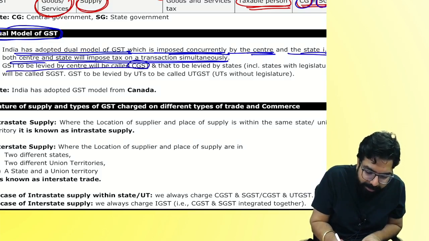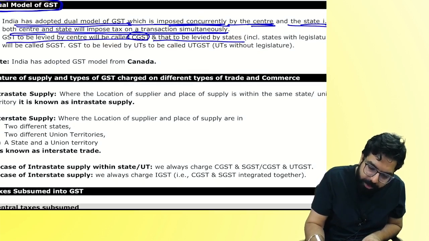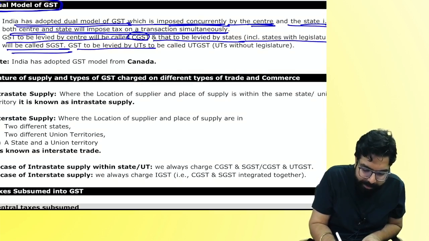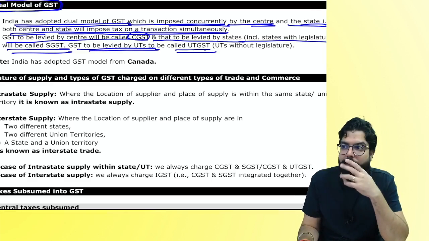GST levied by the center is known as CGST. GST to be levied by the state is known as, what is it known as, everyone? SGST. And GST to be levied by UTs is known as UTGST. Are we clear, everyone? Can we go ahead?